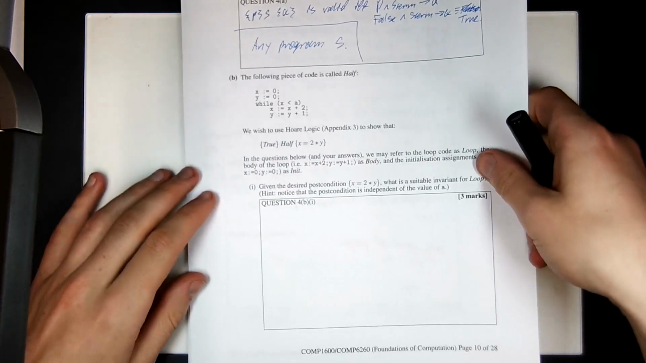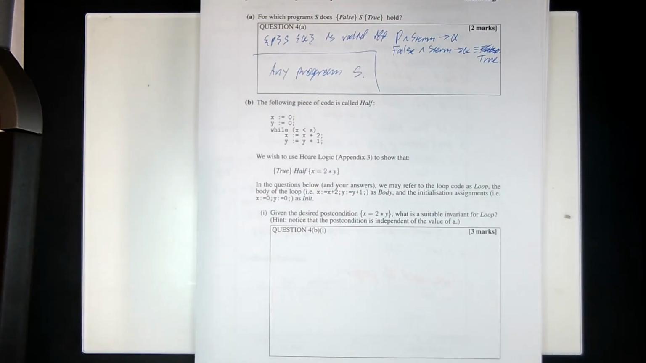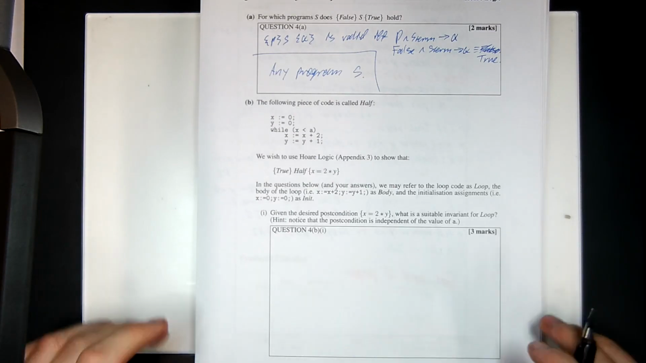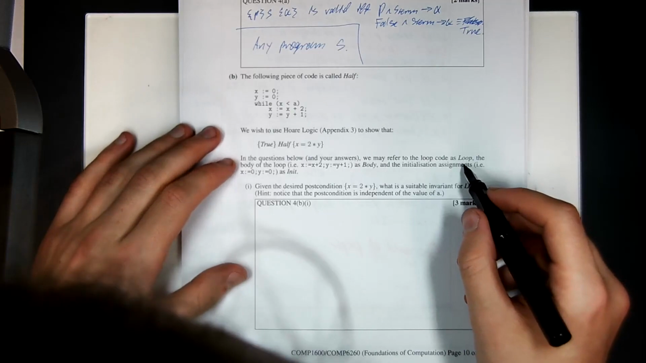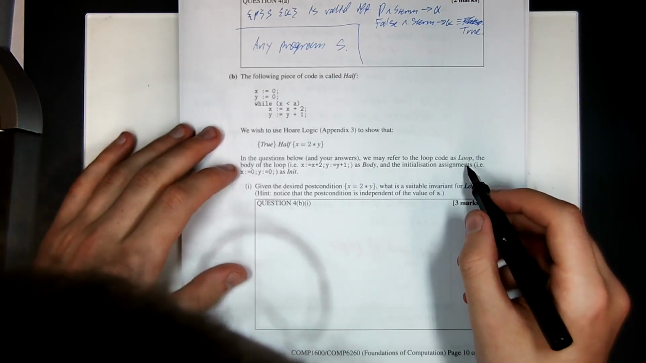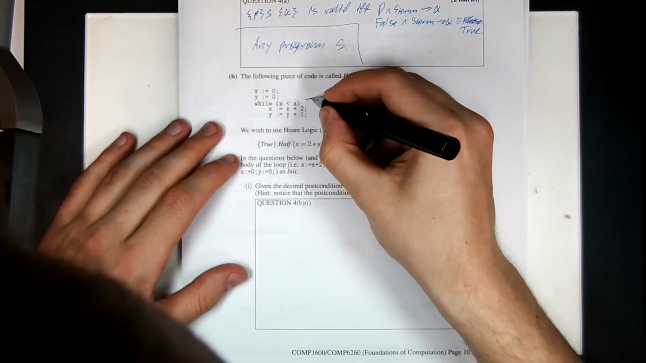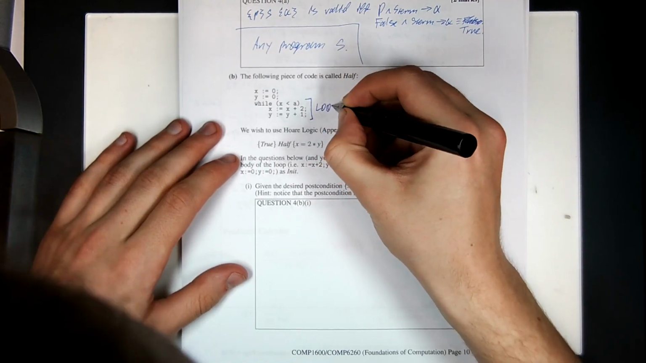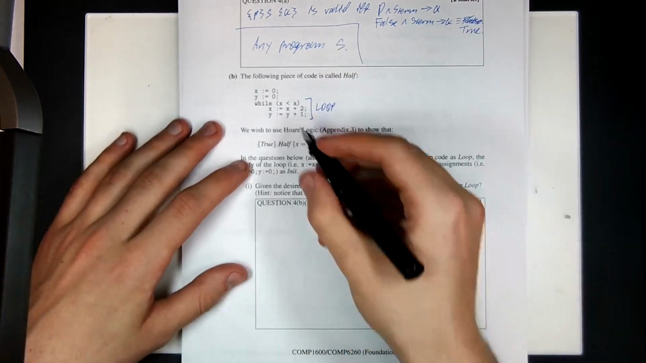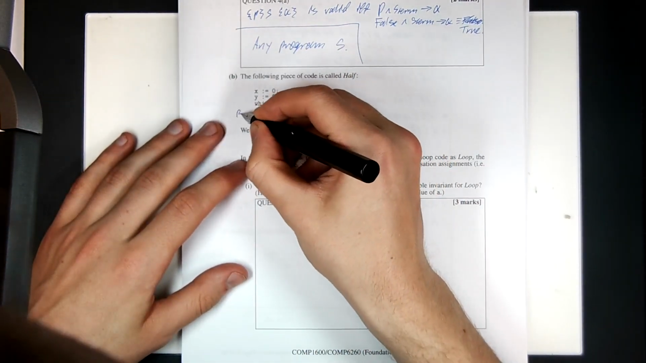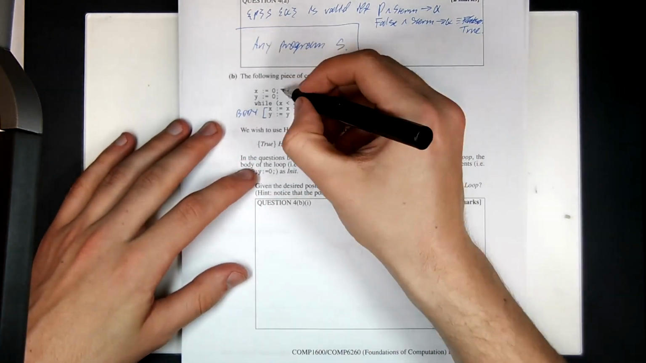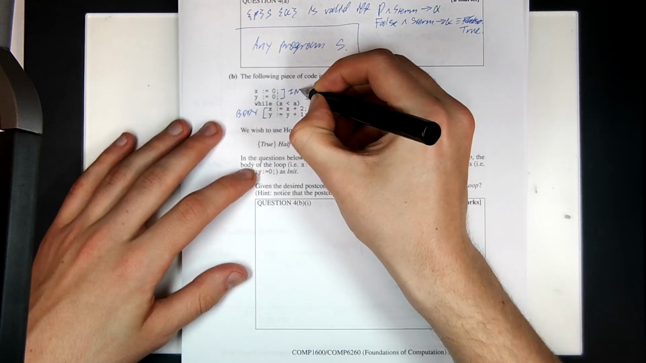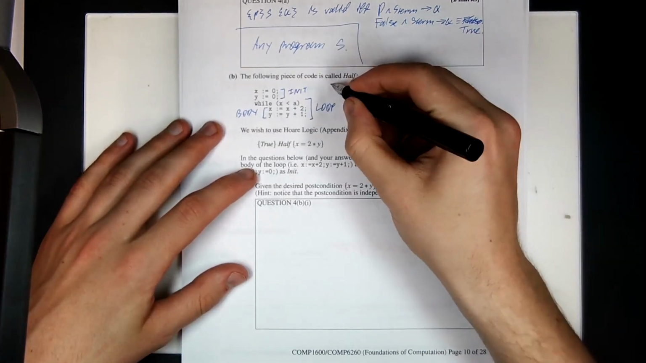Okay, so now we're doing a whole logic question. We've got some piece of code, we need to prove some property, that's great. In the questions below, your answer may refer to the loop code as loop. So this is the loop code, all of this stuff here. The body of the loop, just this part here, as body. And the initialization assignments as init. And the whole thing is called half.